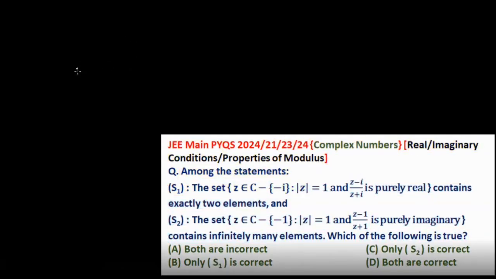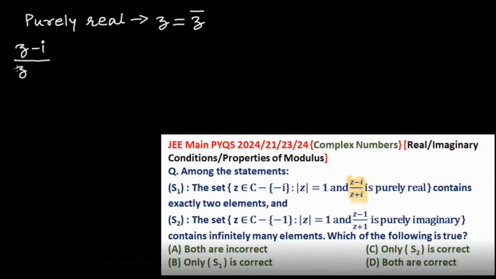We know that a complex number is purely real when z equals z bar. That means a complex number is equal to its own conjugate. So here we have to write this complex fraction (z minus iota) upon (z plus iota) equals its conjugate, which will be (z plus iota) upon (z minus iota), by changing the signs of the complex part only. Now we have the property that conjugate of z equals 1 by z.